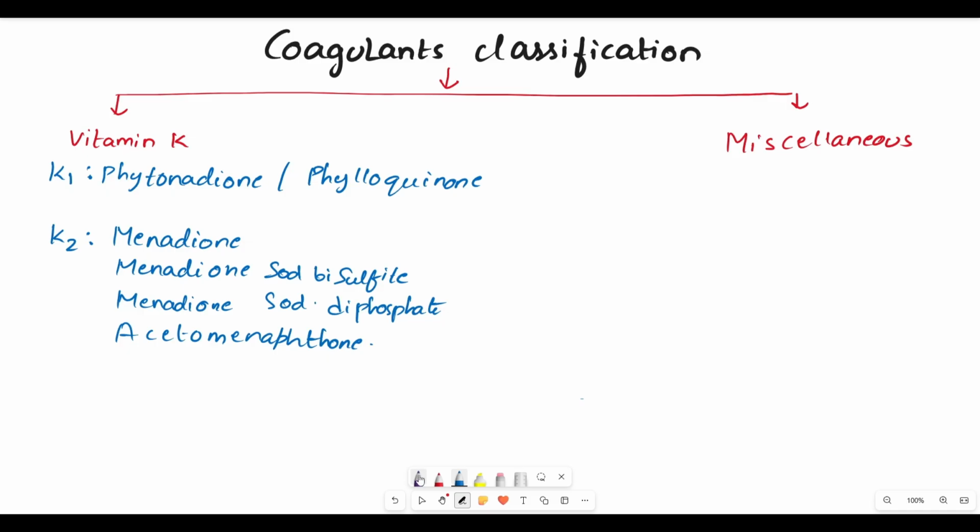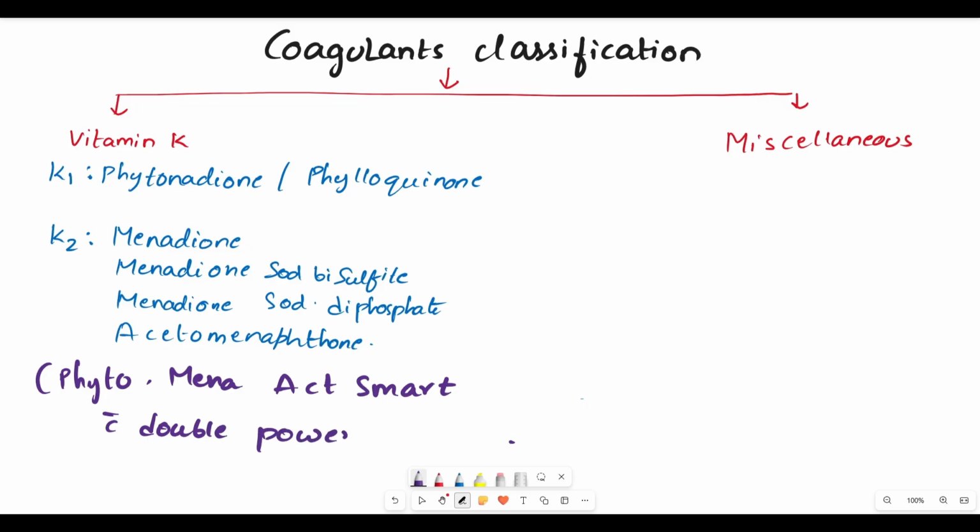Now, how do you remember these drugs? So just remember one trick here. Remember it as Phyto, Mina, Act Smart with double power. Now what is the double power? So one is menadione sodium bisulfate, the other one is menadione sodium diphosphate. So sodium bisulfate and sodium diphosphate are the double powers.